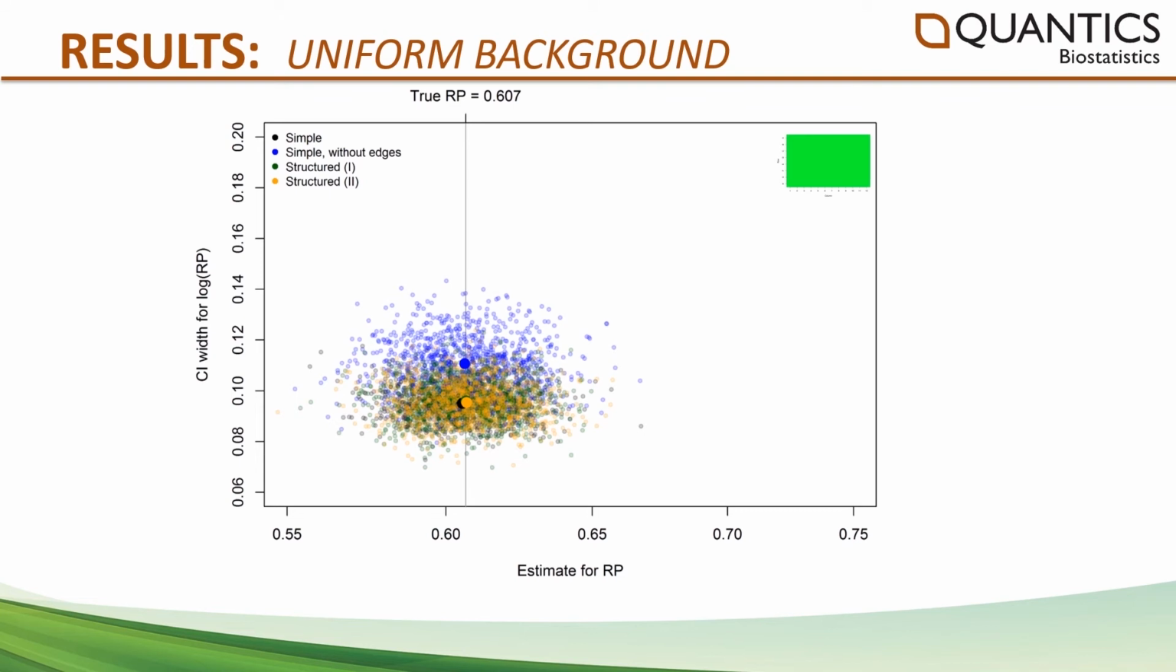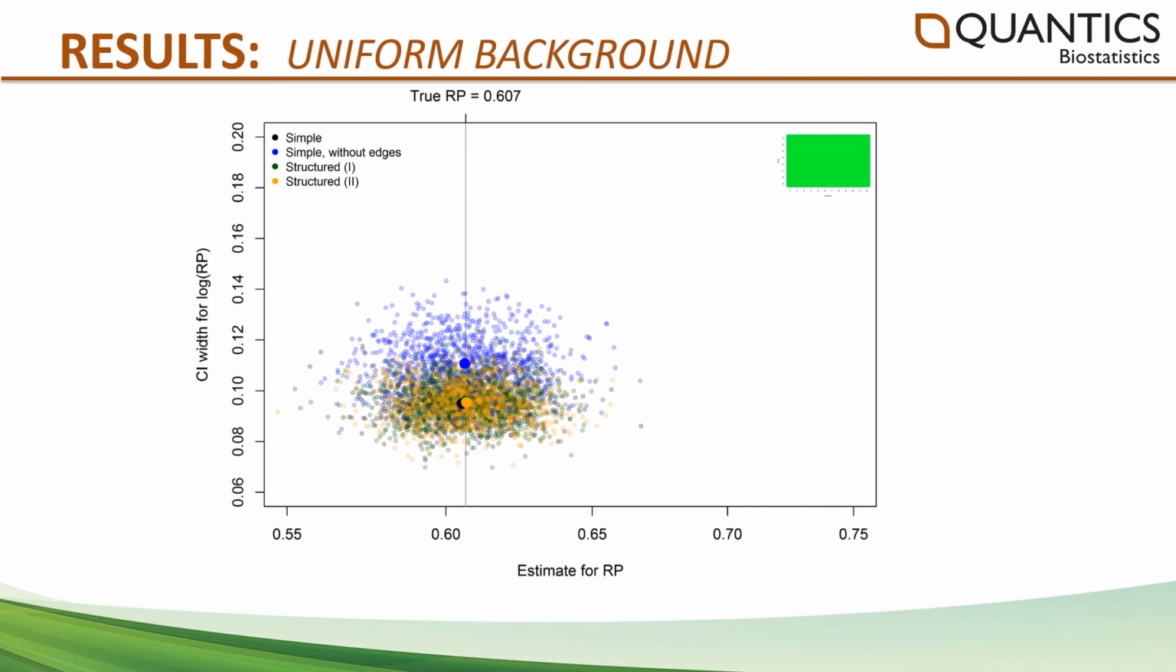And the x-axis on the plot is the estimate for the relative potency, and the y-axis essentially represents the precision of that estimate, which is illustrated by the confidence interval width for the log relative potency. So the smaller that width is, the better, and the closer to the true relative potency we are, the better for the estimate of relative potency. And we know the true relative potency because we've actually simulated it, and it's 61%, or 60.7%, and that's shown on here. Now, each of the dots represents a particular simulated plate.